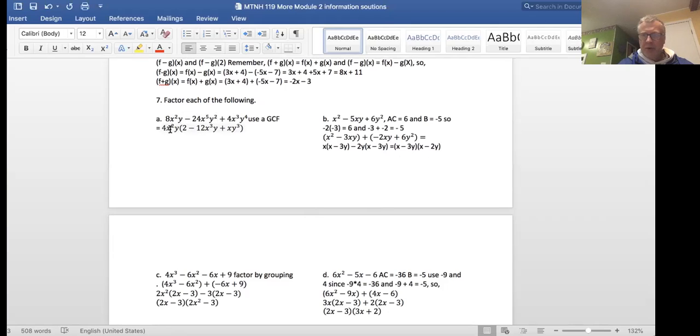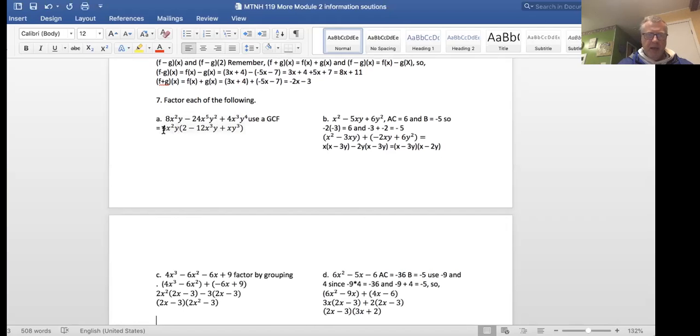As far as the variables are concerned, we select out the smallest power. That's common if it's a common variable for all terms. So in this case, the x has an x squared here, an x to the 5th here, and an x cubed there. So x squared is the smallest power, so we factor that out. Y is present in all 3 terms, a y to the 1st, y to the 2nd, and a y to the 4th, so we factor out a y. The lowest power for y is y to the 1st.